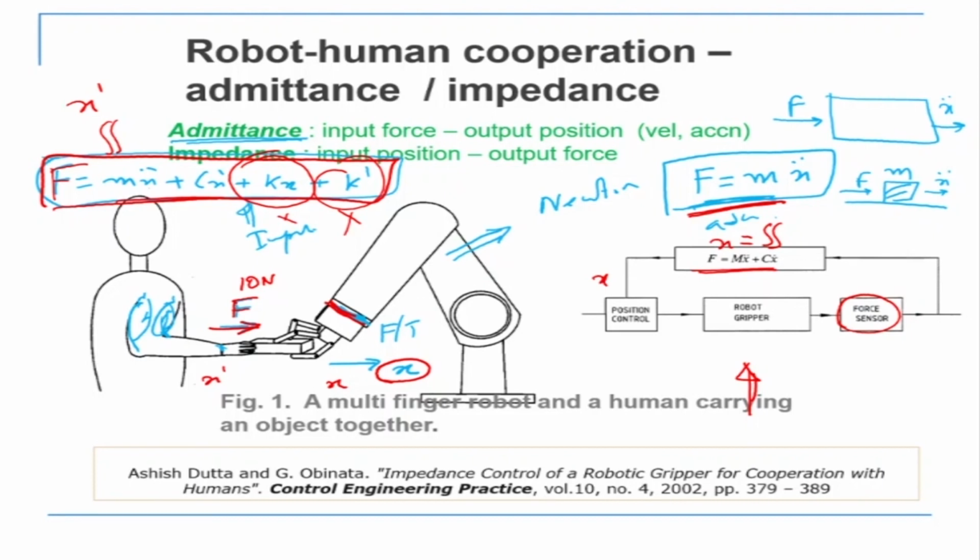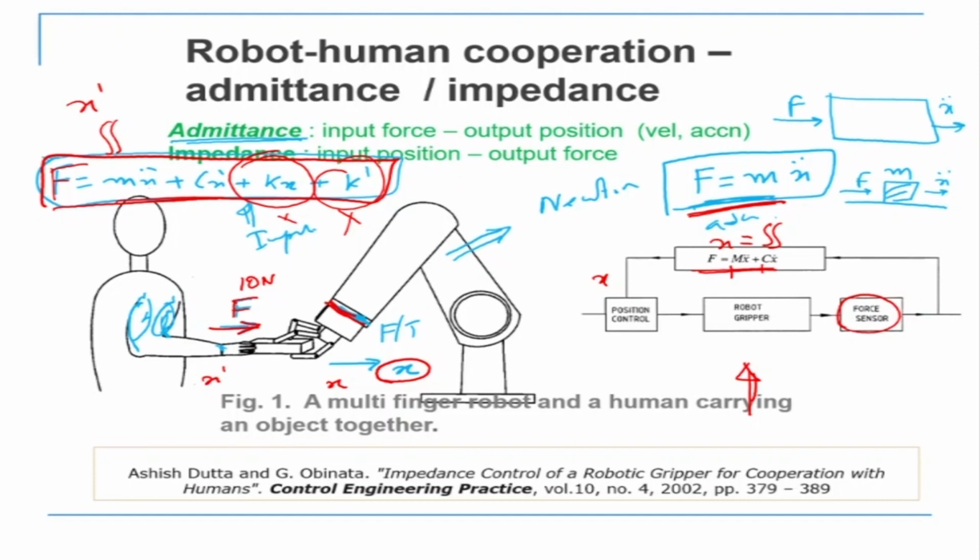So the challenge here is that I need to estimate what m and c are for the human. m is the apparent mass and c is the damping. I need to estimate that in the case of a human, and then put in the values of m and c so that the robot can actually follow.